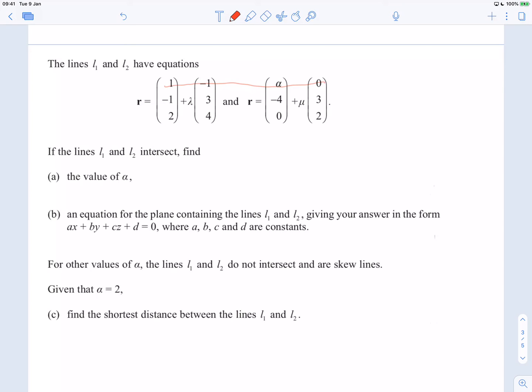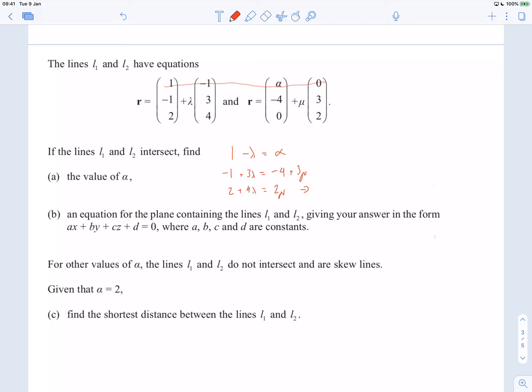So if I read across the top, I've got 1 plus lambda times minus 1, which is minus lambda, equals 2 alpha plus no mu. So alpha is 1 minus lambda. Okay, solving the next few lines, I've got minus 1 plus 3 lambda equals 2 minus 4 plus 3 mu. And I've got 2 plus 4 lambda equals 0 plus 2 mu.